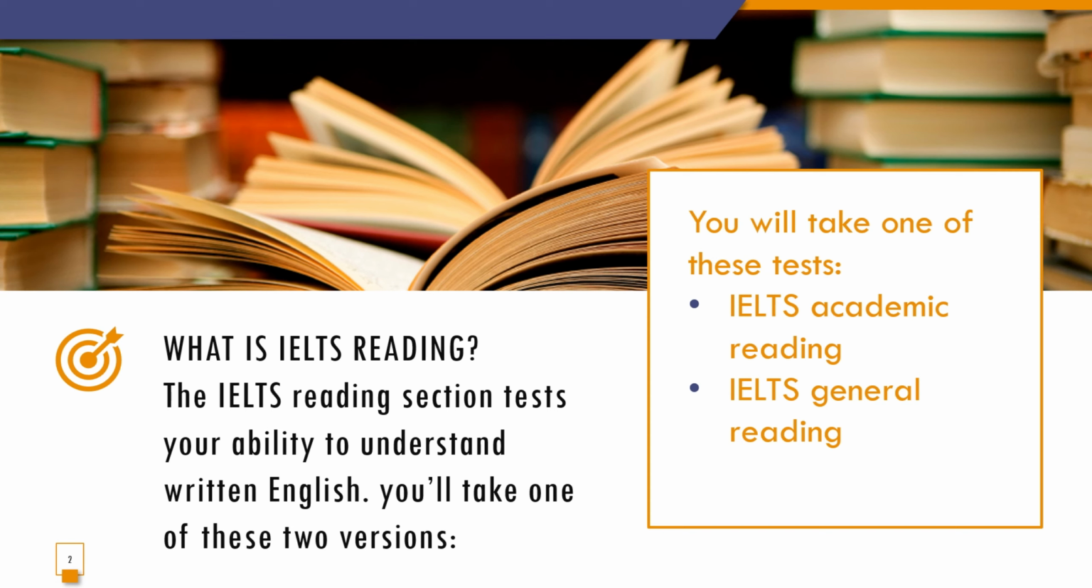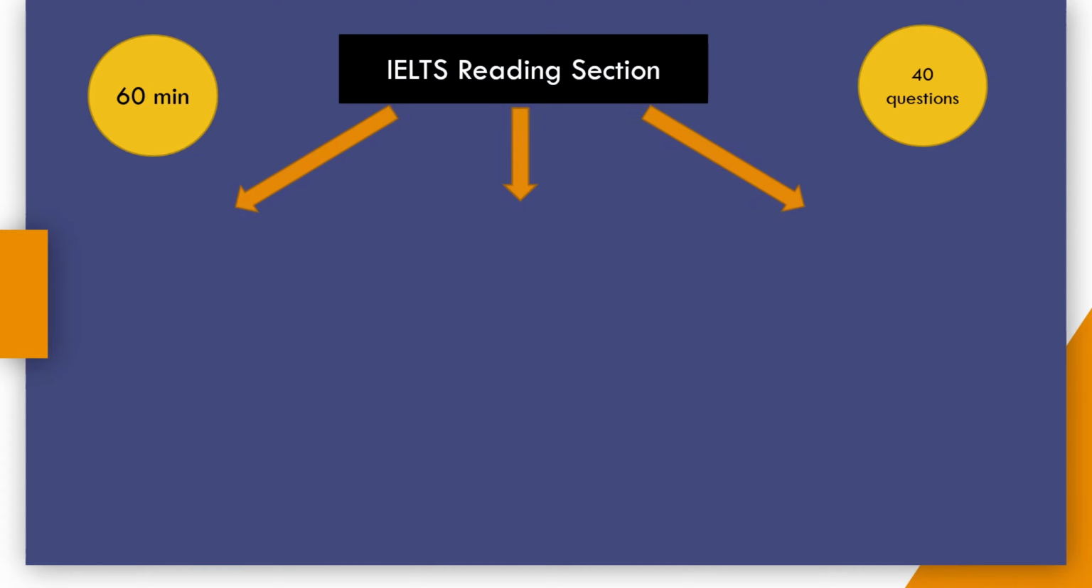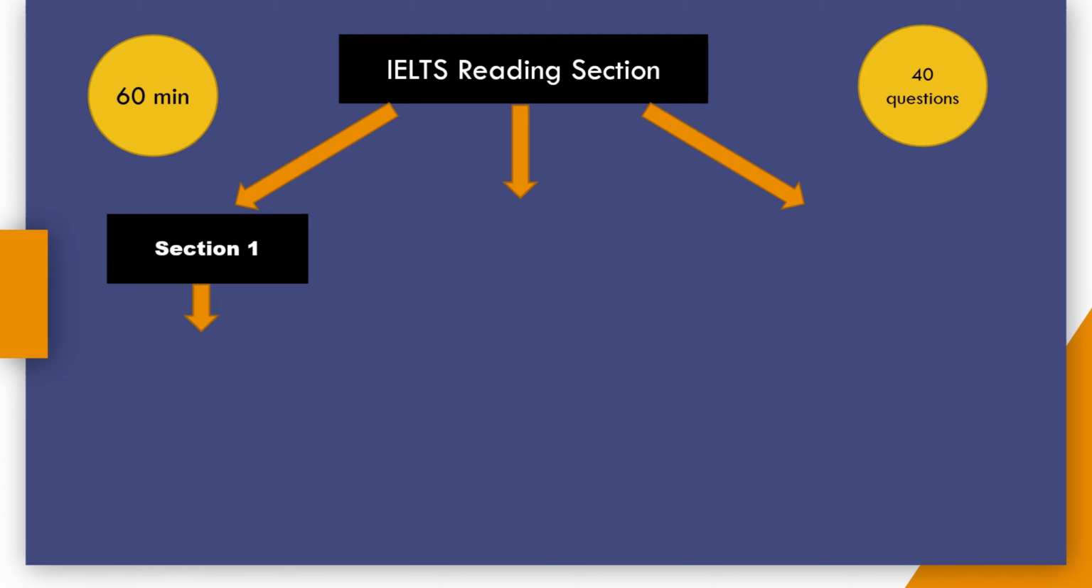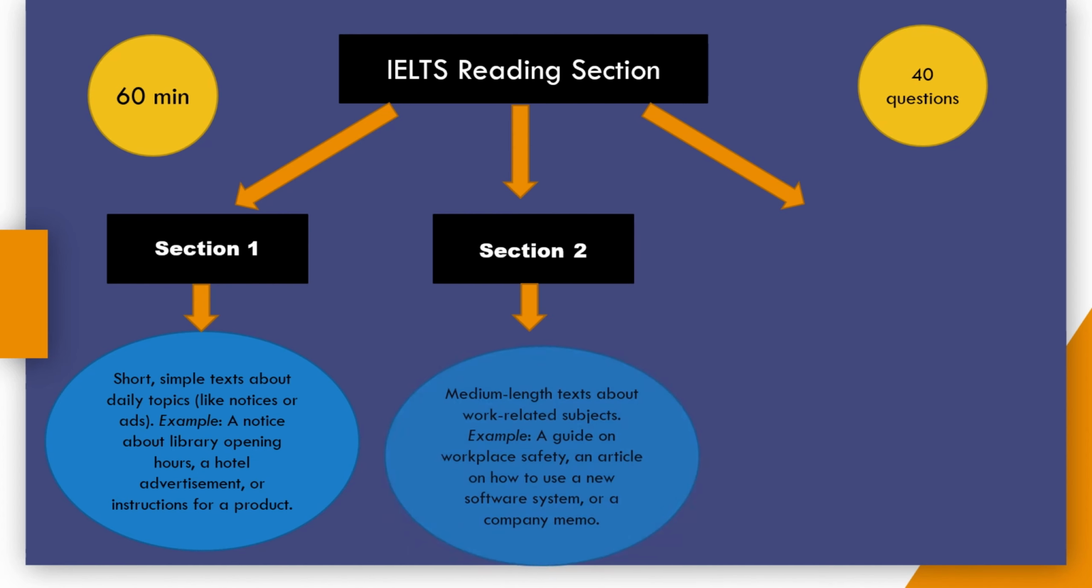Now let's look at the structure of the IELTS reading section. Here's a basic format of the IELTS reading section. You will have 60 minutes to answer 40 questions. This test will be divided into 3 sections and each one gets harder as you go. In section 1, you will have short, simple texts about daily topics like notices or ads. For example, a notice about library opening hours, a hotel advertisement, or instructions for a product.